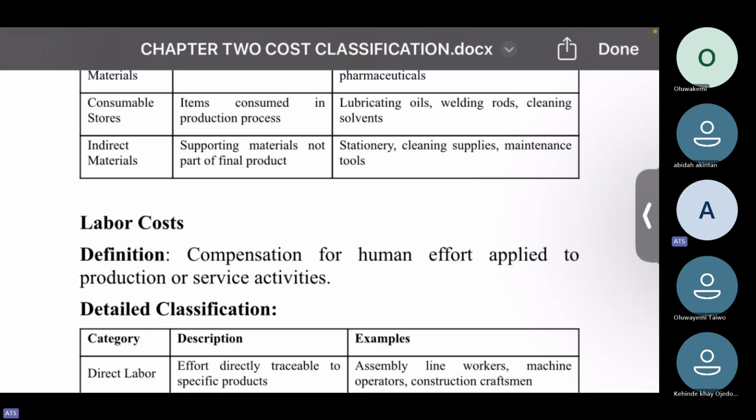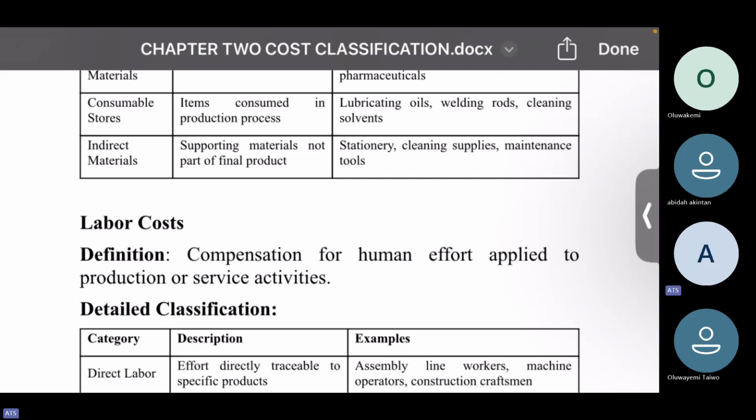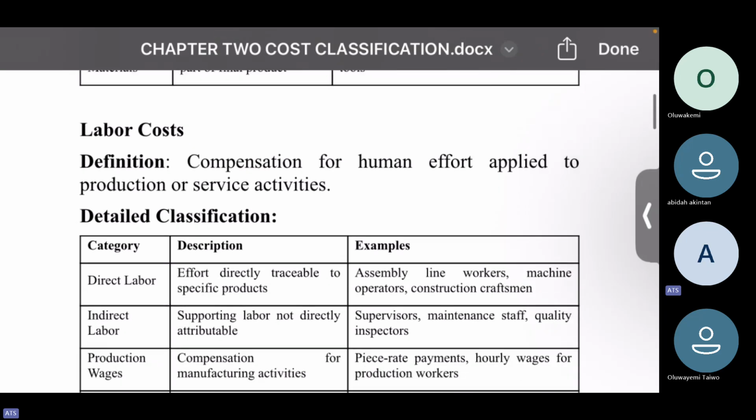That's labor. So labor costs are basically costs that you incur when you are trying to compensate humans for the efforts they apply into products or services.